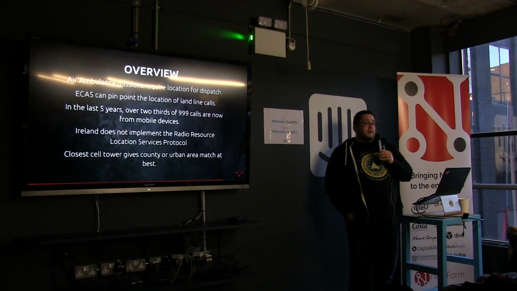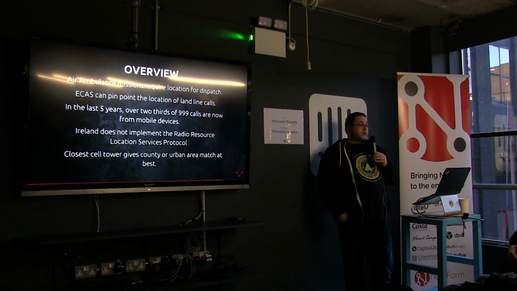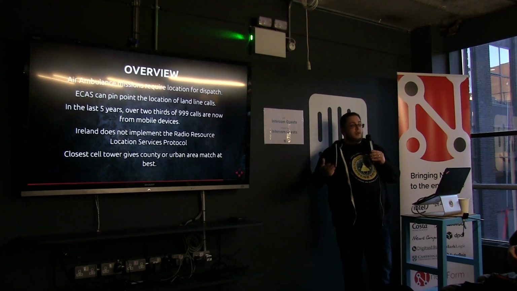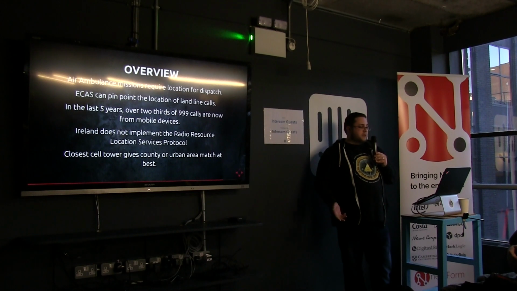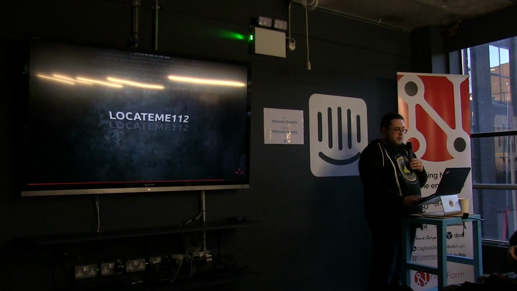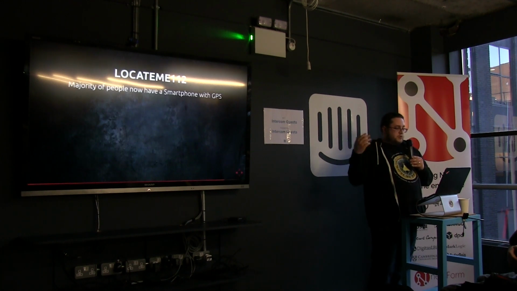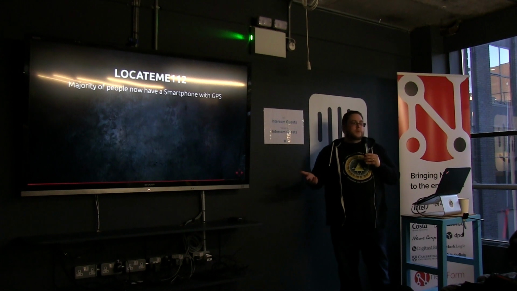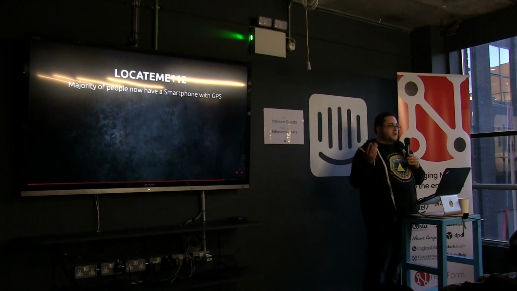If it's in a rural area, you're talking a 20-kilometer zone. In an urban area, you might get down to maybe a kilometer or a kilometer and a half or so, but it's very hard to pinpoint someone who's on the phone. So locating number 2, we figured most people have smartphones. Smartphones have GPS, the geolocation library there.